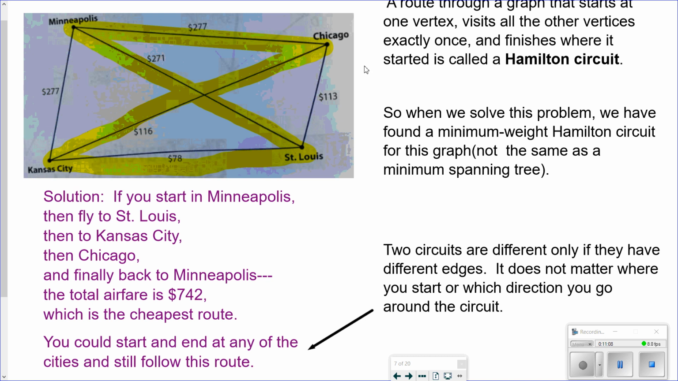So I could think of this highlighted path as maybe going from Chicago to Kansas City to St. Louis to Minneapolis and then back to Chicago. It's still the same Hamilton circuit because it followed all the same edges that I did in the first place. Okay.